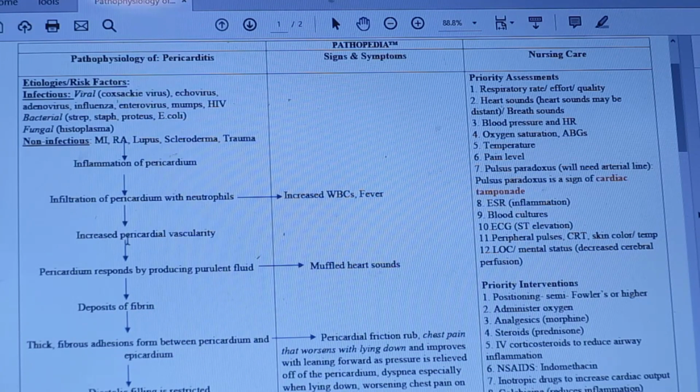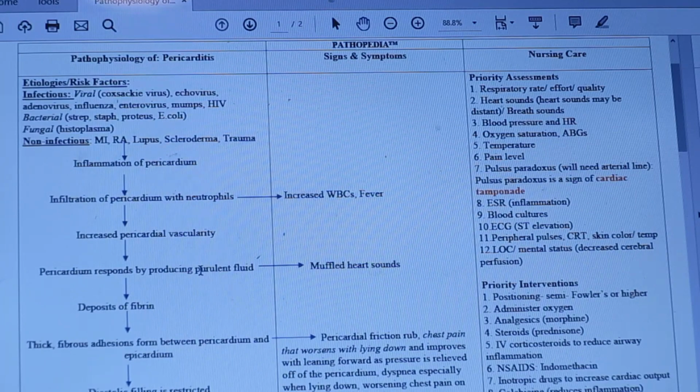Eventually, with all those neutrophils, the pericardium becomes more vascular. So blood vessels actually start to grow within the pericardium and develop abnormally because of this massive inflammatory response. And what that leads to, always what the inflammatory process leads to, is the production of fluid, right? So that's what causes edema, when we get a cut. And in this case, it's the production of purulent fluid.